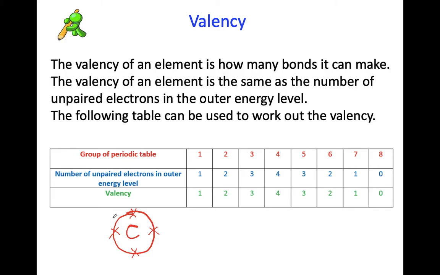So moving on to group 5. Now group 5 has nitrogen at the top and that has 3 unpaired electrons. Its valency is 3.